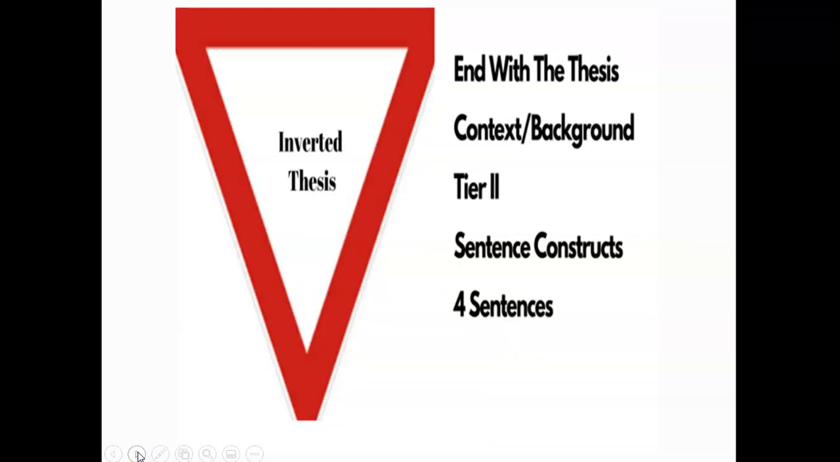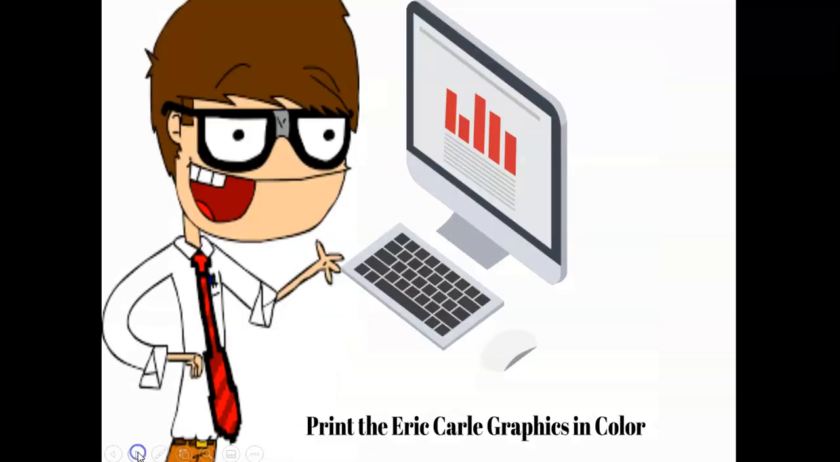And when students do this, they usually begin with the context and background. Sometimes they'll get clever and maybe do a hook or an analogy. And then it's the same old tier 2 level vocabulary, like teeter-totter balance that. Manipulate the sentence constructs for voice, rhythm, and flow, and it's going to be exactly 4 sentences long.